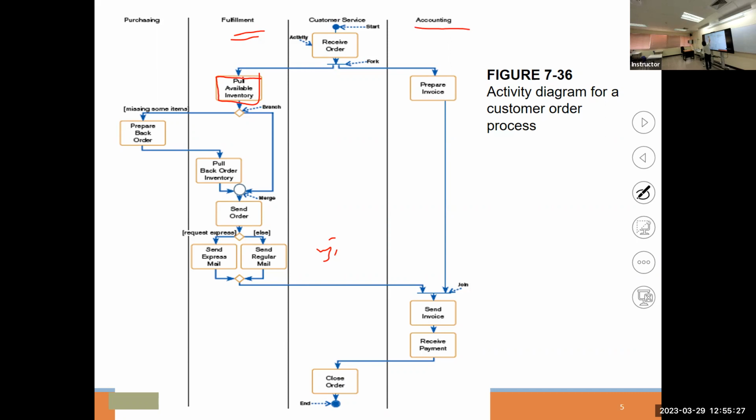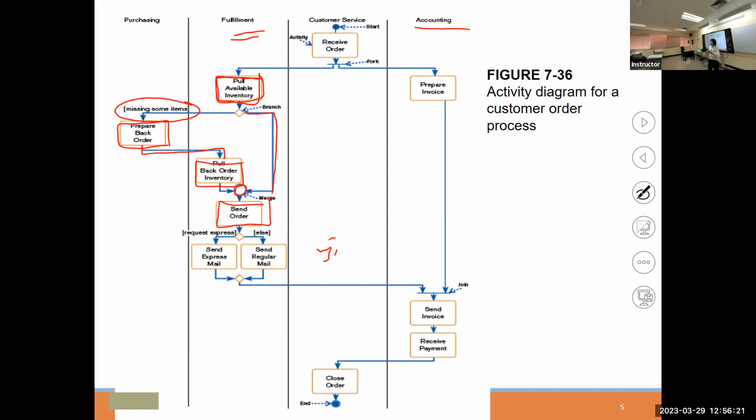So on this side, after fulfillment checks for availability, of course there is a condition, right? This is the branching with the diamond, meaning a condition, similar to the flow chart. If there are some items that we don't have, missing, not available in our stock, we need to prepare a back order for the customer. But otherwise, for items that you have available in stock, you continue to wait until this. And when the full back order inventory is done, then we merge this together and send the order.